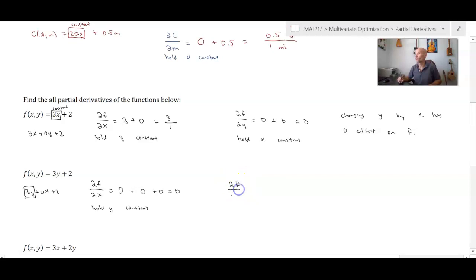Now, the partial of f with respect to y. Well, now I do have a y term in here. The derivative of 3y is 3. The derivative of 2 is 0. And so I get a derivative of 3.